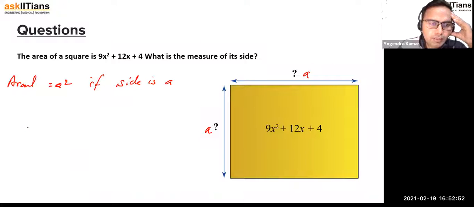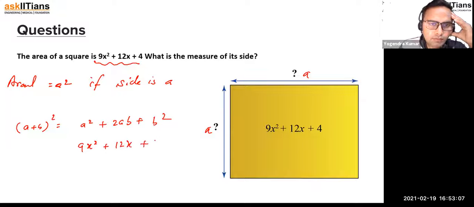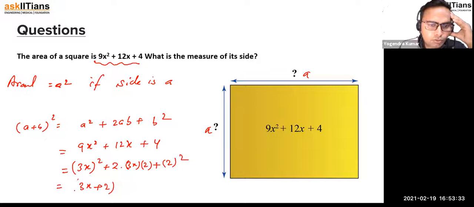So we know that (a + b)² is a² + 2ab + b². Now I have here 9x² + 12x + 4. Can I write this as (3x)² + 2 times, because I want 2 here, where a is 3x, and b, I can take 2. So 2 into 2 into 3x, this is 12x it is forming, and 2². So this is equivalent to (3x + 2)².